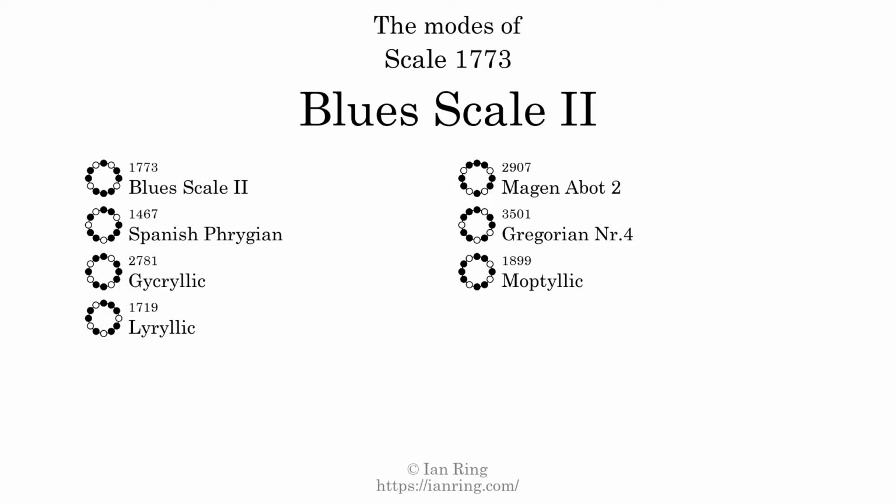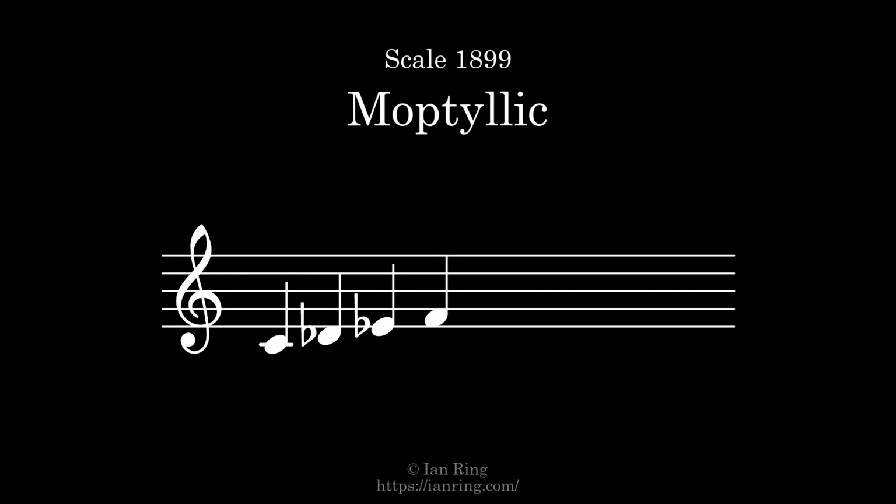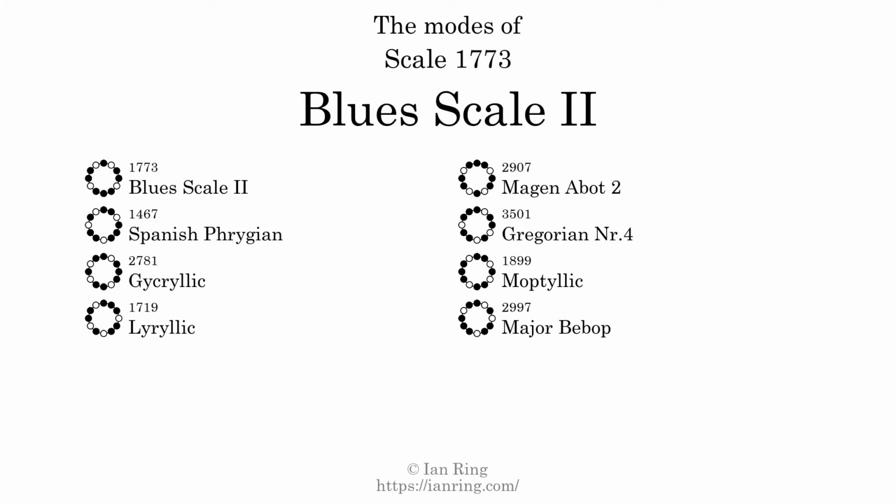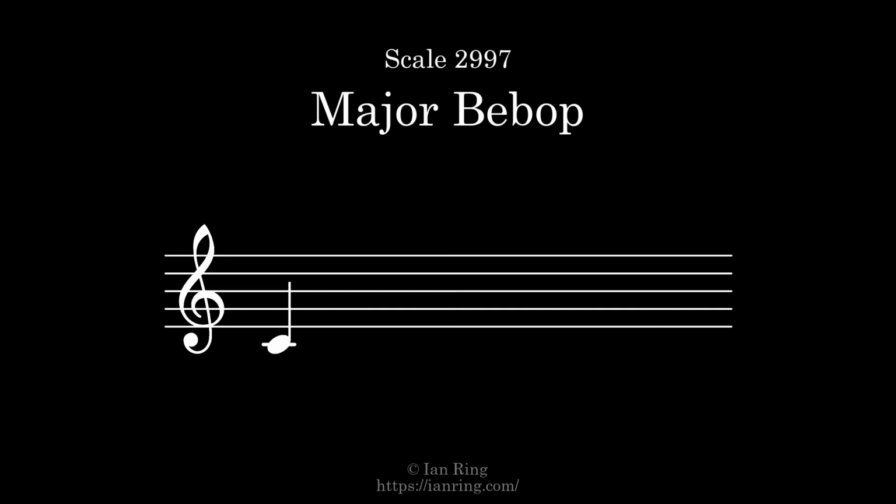The seventh mode is scale 1899, also known as Moptilic. It sounds like this. The eighth and last mode is scale 2997, also known as Major Bebop. It sounds like this.